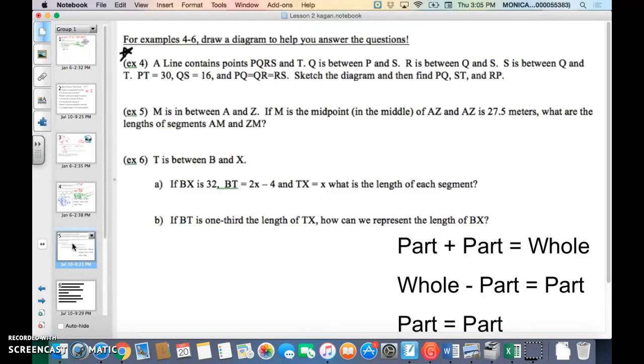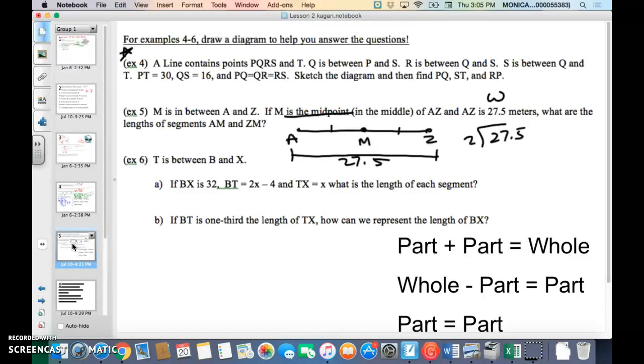It says M is between A and Z. And M is a midpoint. So please remember, we know that that is in the middle. If AZ is 27.5, that's the whole, what are the lengths of the segments? Well, if you know that this segment is going to equal this segment, there are two segments, so you're just going to do 27.5 divided by 2. And you end up with 13.75 meters.